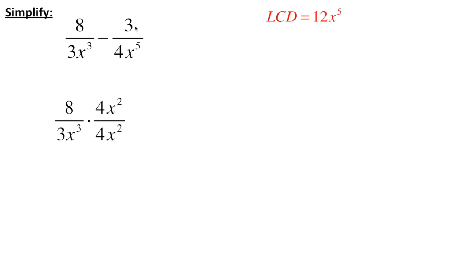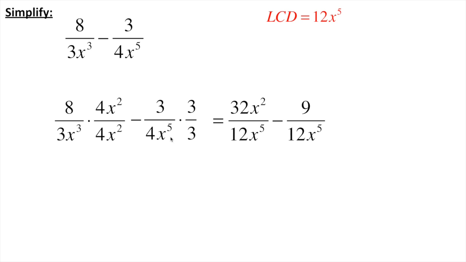Now I take a look at this second portion, the one over here on the right. What do I need to multiply this one by to get to 12x to the 5th? Well, it's already x to the 5th, so no x's, but I do need to multiply it by a 3. So that means I'm going to multiply top and bottom by 3. Okay, 3 over 3.